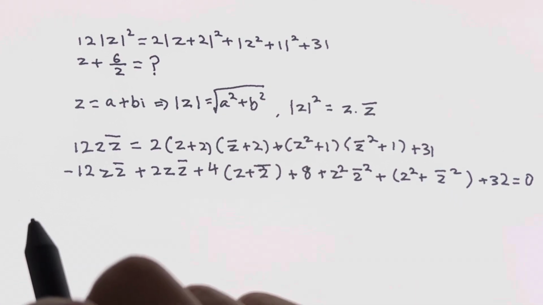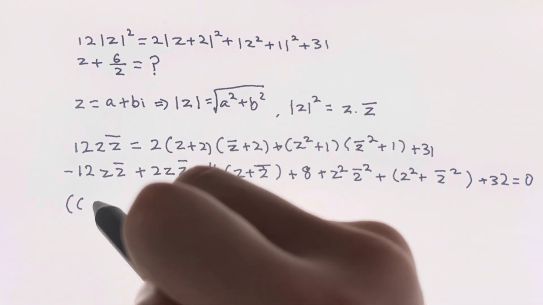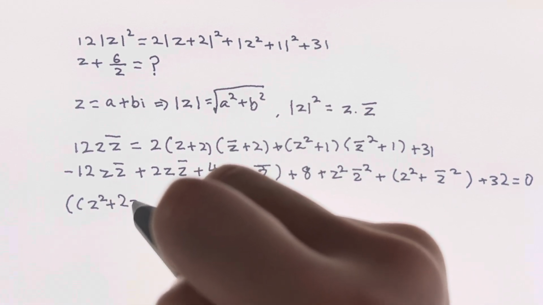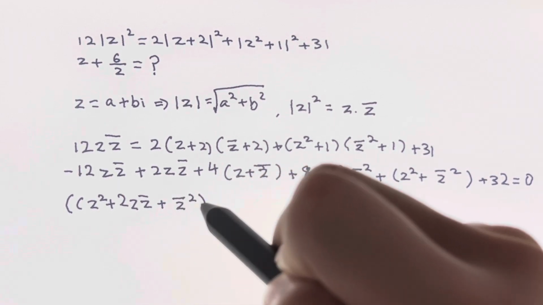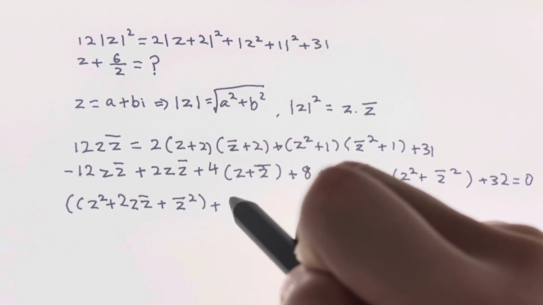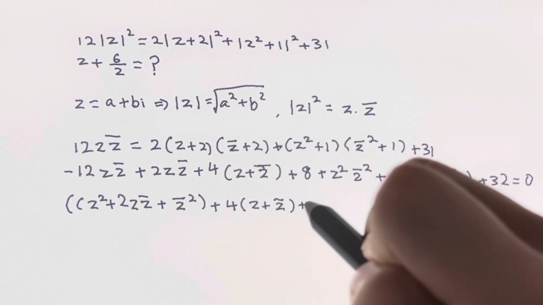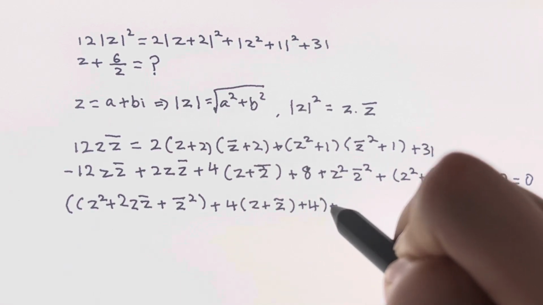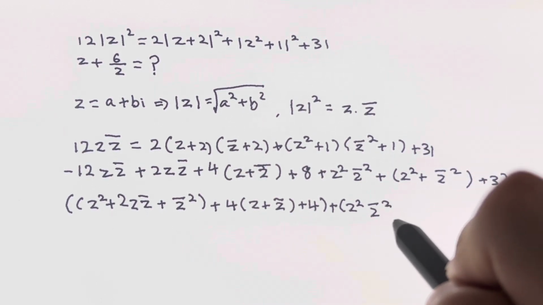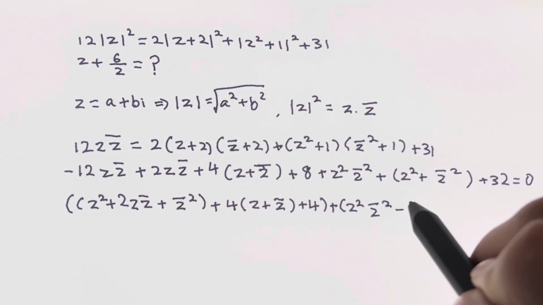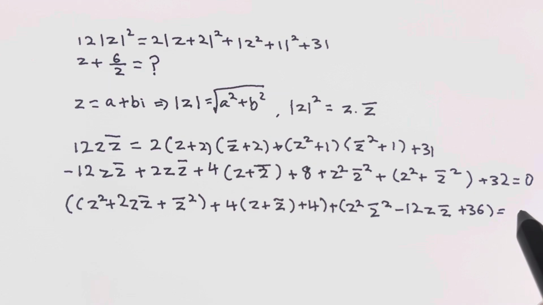So, after simplification, we will have z squared plus 2z times conjugate of z plus the conjugate of z squared plus 4 times z plus conjugate of z plus 4 plus z squared times the conjugate of z squared minus 12 times z times conjugate of z plus 36 equal to 0.